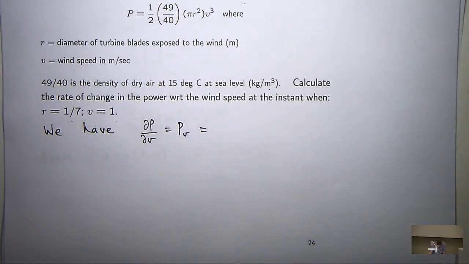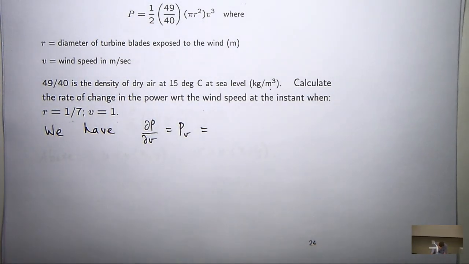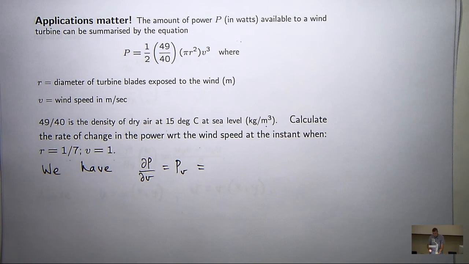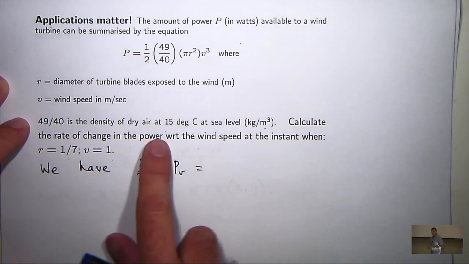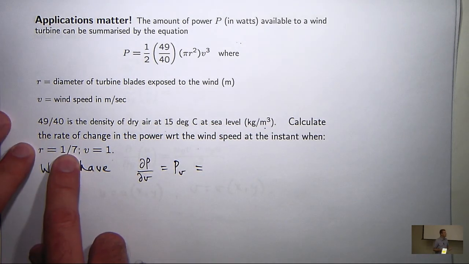All right, so let's have a look at a pseudo application. It's not a real application, but here we're back to our power function. Okay, so we're asked to calculate the rate of change in the power with respect to the wind speed at the instant when the radius of the blades is 1/7 and the wind speed is 1. So what we want to do is calculate dp dv.